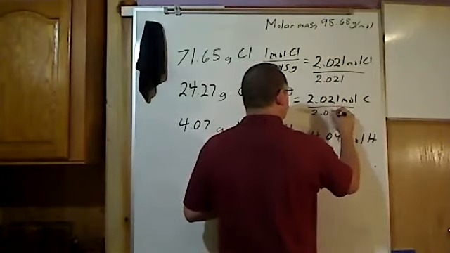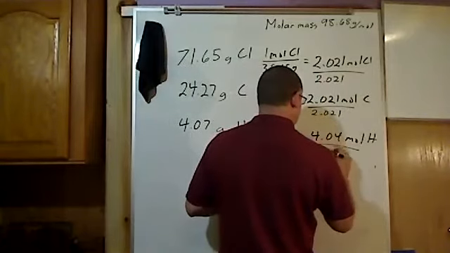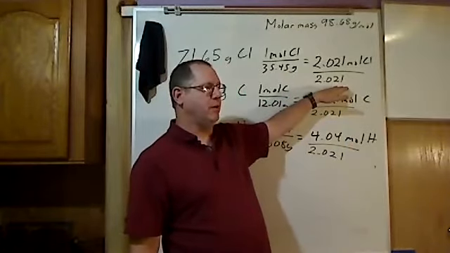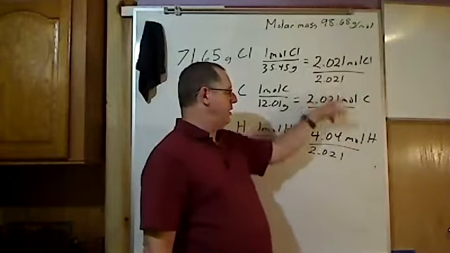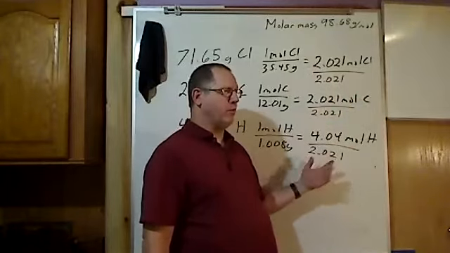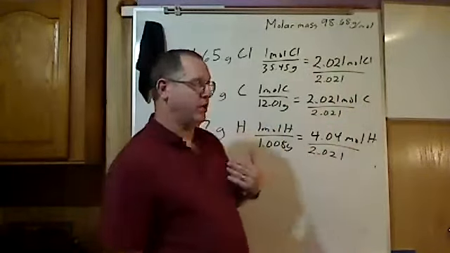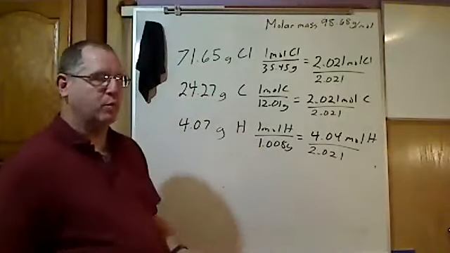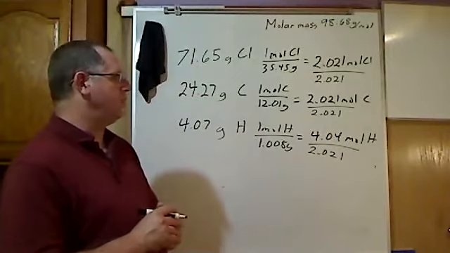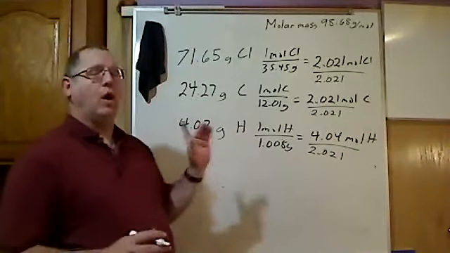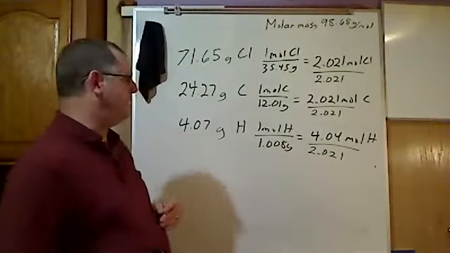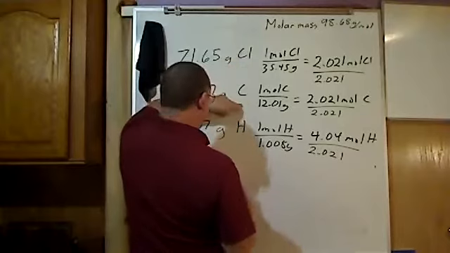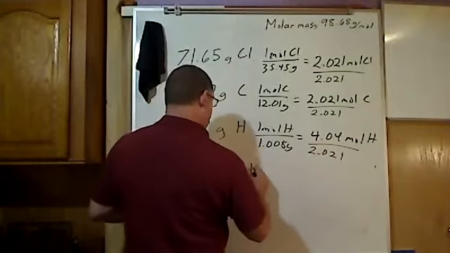This is 2.021 divided by 2.021. Now, I don't need a calculator to take 2.021 divided by 2.021. That gives me 1. This one also gives me 1. This one, 4.04 divided by 2.02, that gives me 2. Your calculations don't always end up that simple. However, you're going to end up with a relatively whole number ratio, although you may get a fraction. We'll talk about that here in just a moment. But in this case, chlorine is 1, C is 1, H is 2.